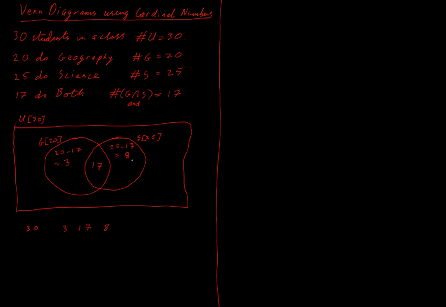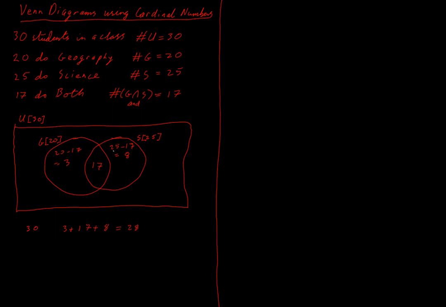Now if we add up the people who study only geography, the people who study both geography and science, the people who study science only, and the people who don't study either of them, we have to add up to 30. So if I add up these things here, I have 3 plus 17 plus 8. When I add all of that up, I end up with 28. So there are 28 people in here.